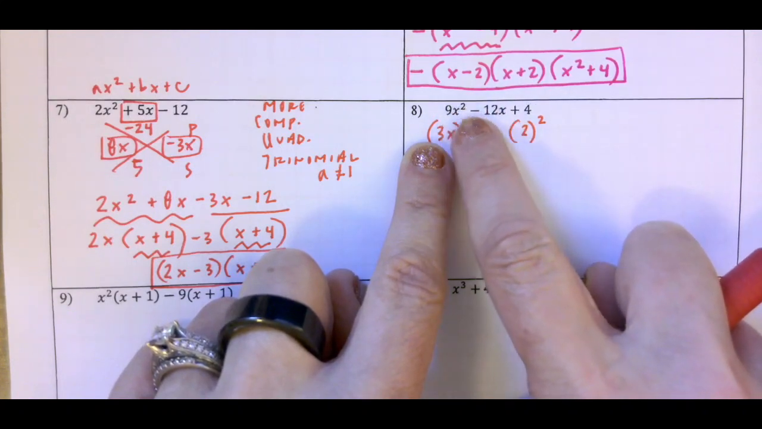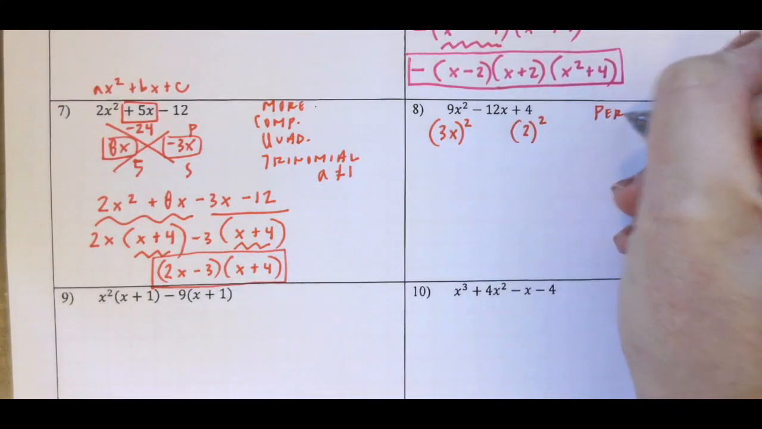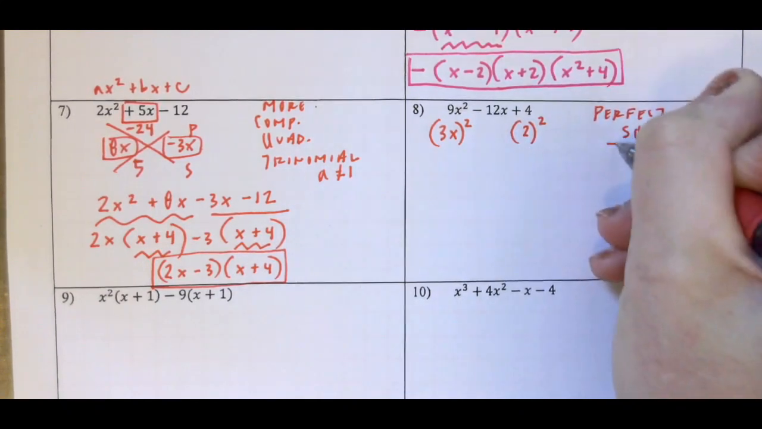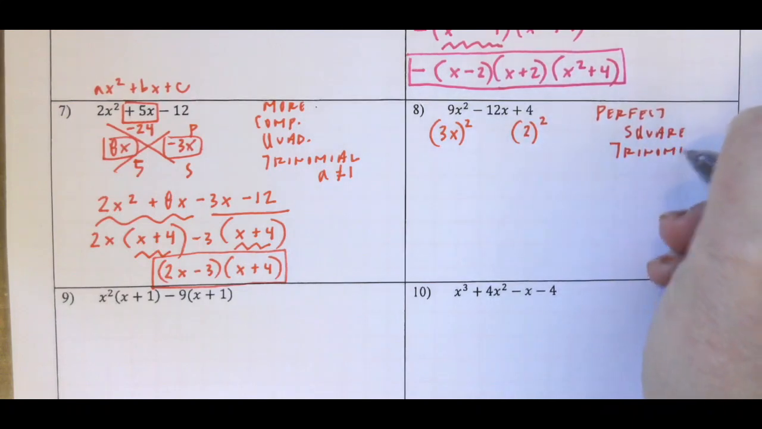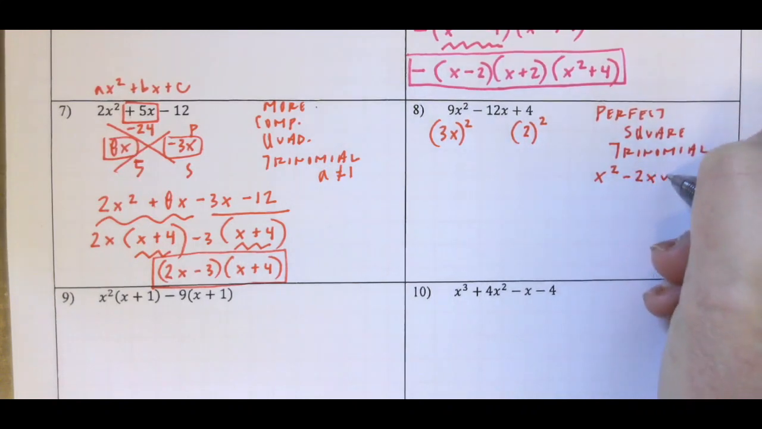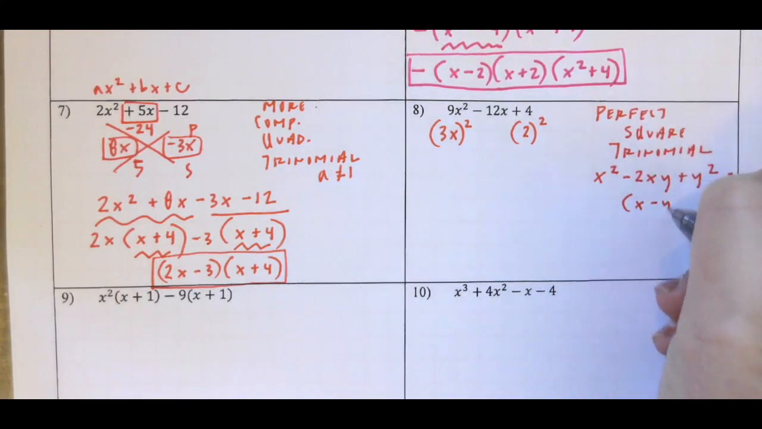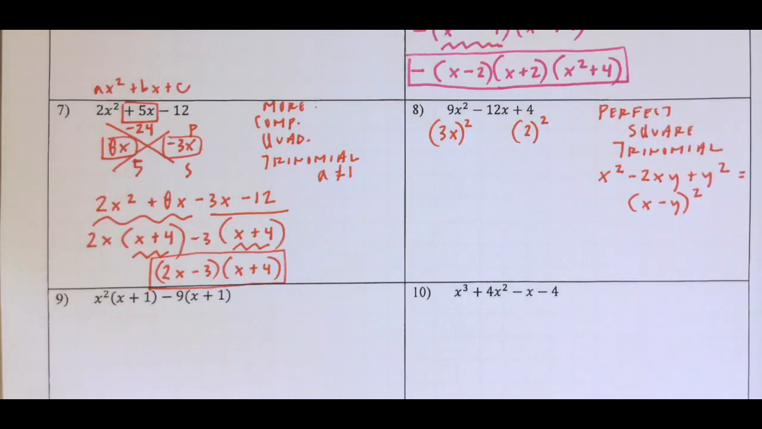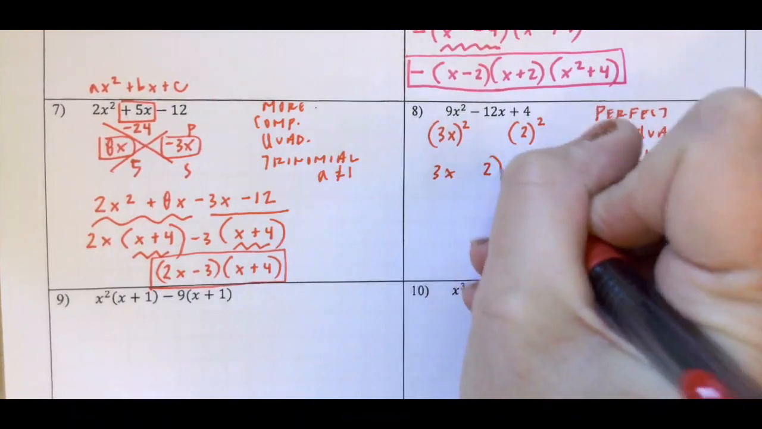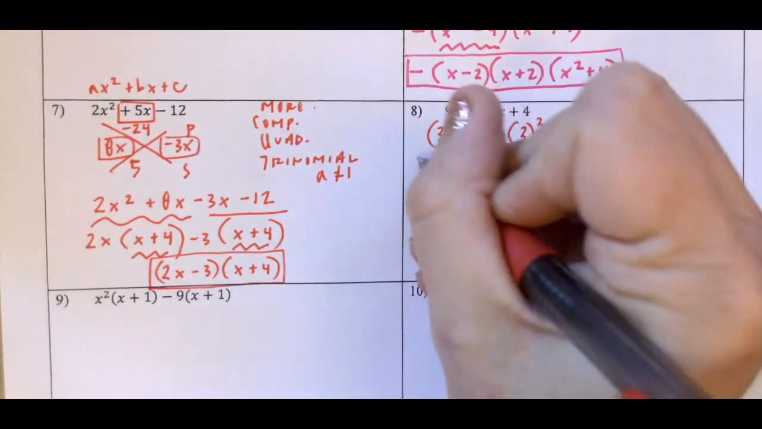I just have a minus here instead of a plus. Last time we saw that as a plus. This is the other variation of a perfect square trinomial. So it can be in this structure of x squared minus 2xy plus y squared. When we factor this, it becomes x minus y as a quantity squared. So here in my example, I'm going to have a 3x, and here's my 2 in parentheses, but there's going to be a minus in the middle, and then the quantity is squared.